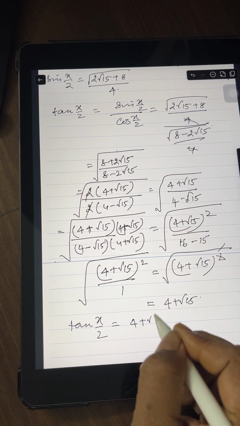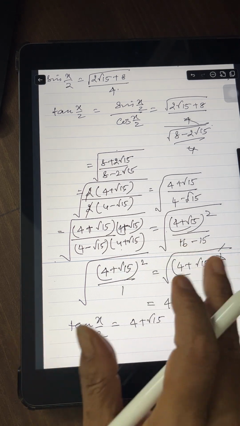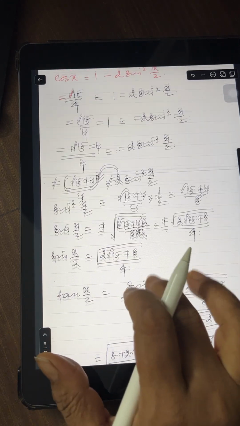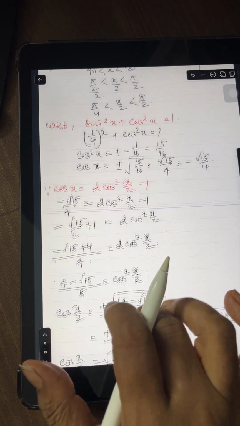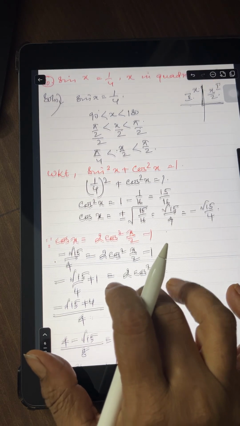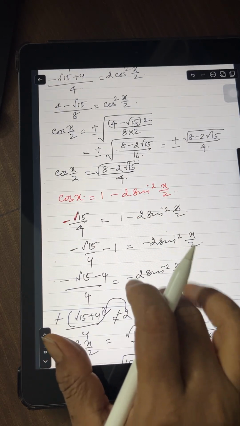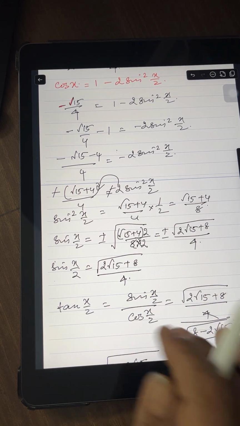4 plus root 15. Okay, guys, please, all this you will have to practice. Once is not enough, 2 times or 3 times you will have to practice. Only then you will be thorough in this. And these are all very important. Miscellaneous exercise is very important.